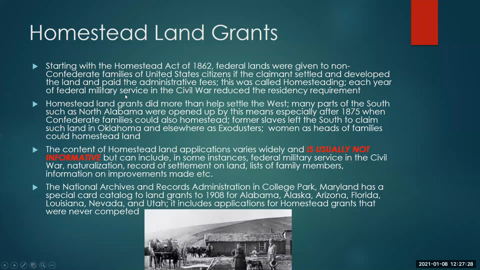Now, for every year that a man served in the federal military during the Civil War, that reduced his residency requirement towards getting a homestead land. Let's say the law requires you to live on the land for 8 years before you can get the grant. But I served 3 years in the federal army during the Civil War. I only have to live on the homestead land for 5 years to get the grant because of my 3 years in the federal military service.